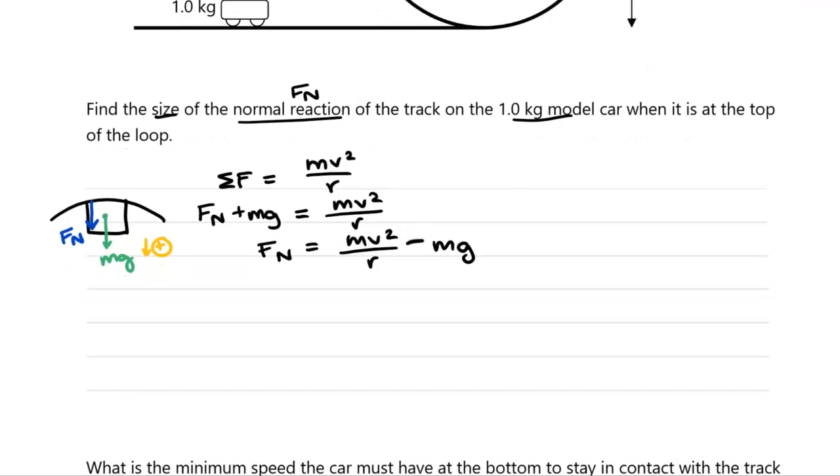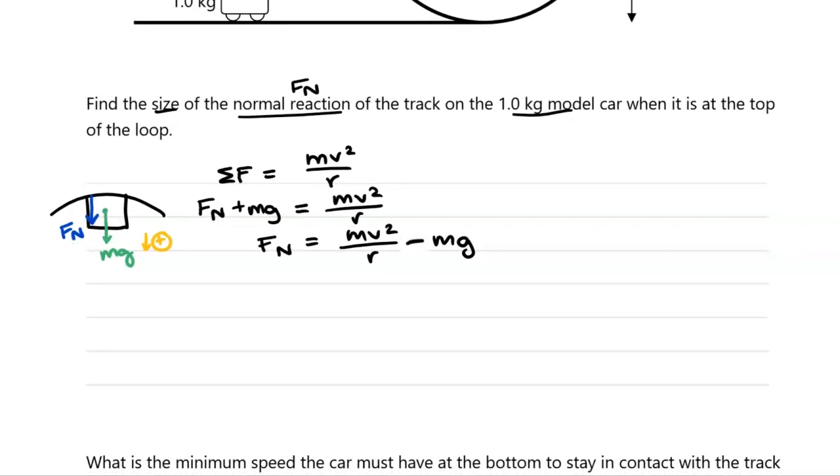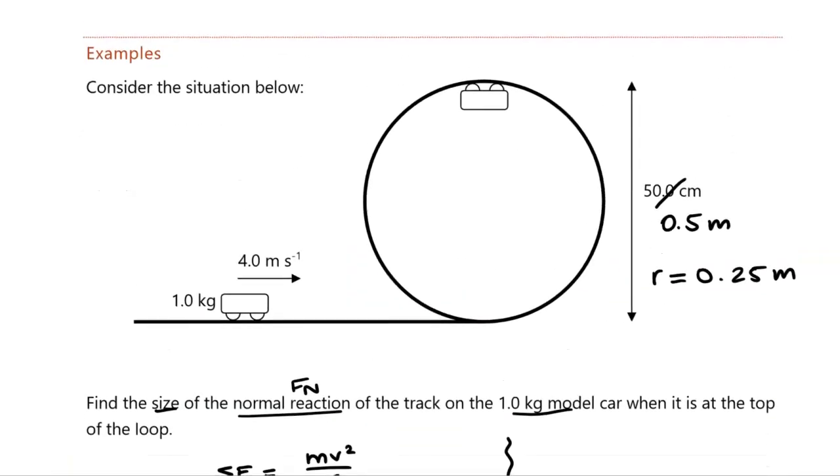So what that means is we're going to pause on our forces approach and we're going to apply an energy approach. So at the bottom, remember, it had kinetic energy. And at the top, some of that kinetic energy will be converted to gravitational potential energy and some remains as kinetic energy. What we know is the total energy at the top of the loop has to equal the total energy of the cart at the bottom of the loop.